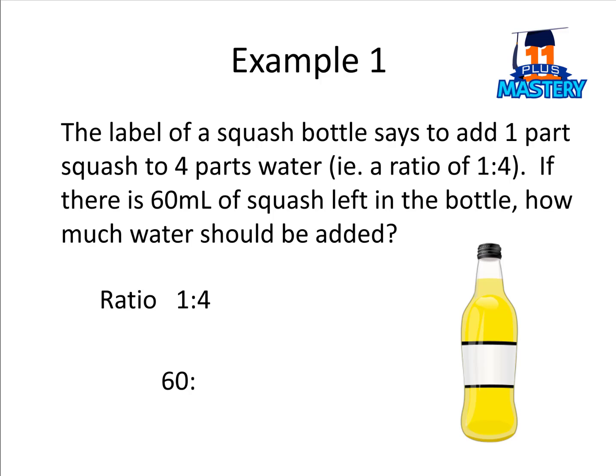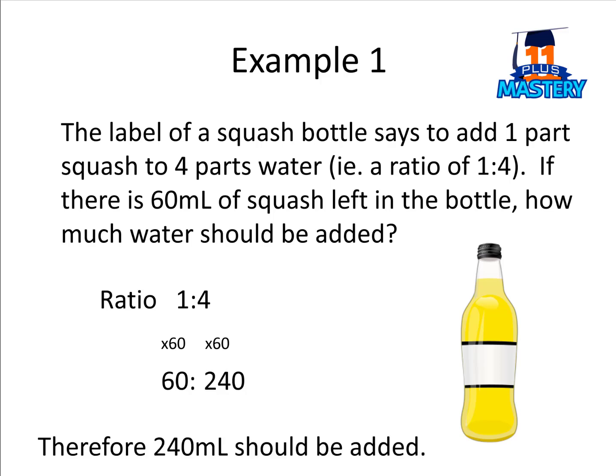So I'm going to multiply both sides of the ratio by 60. 4 times 6 is 24, so 4 times 60 is 240. Therefore, 240 millilitres of water needs to be added.